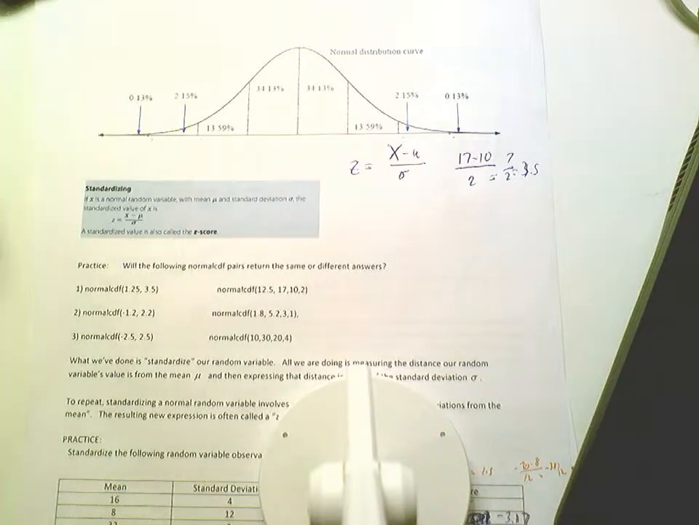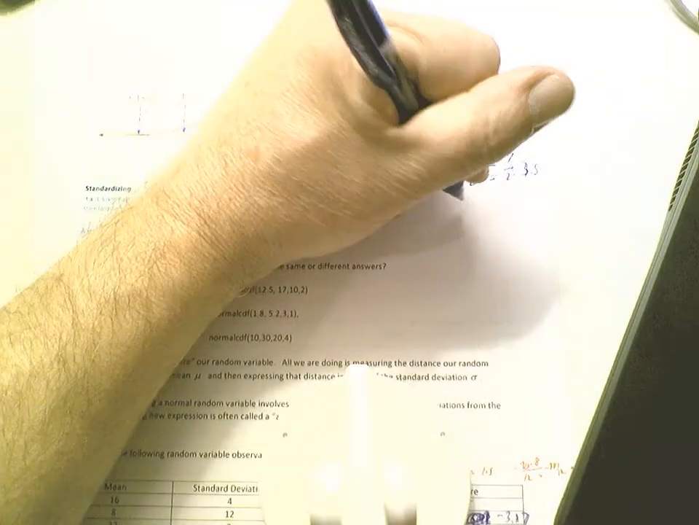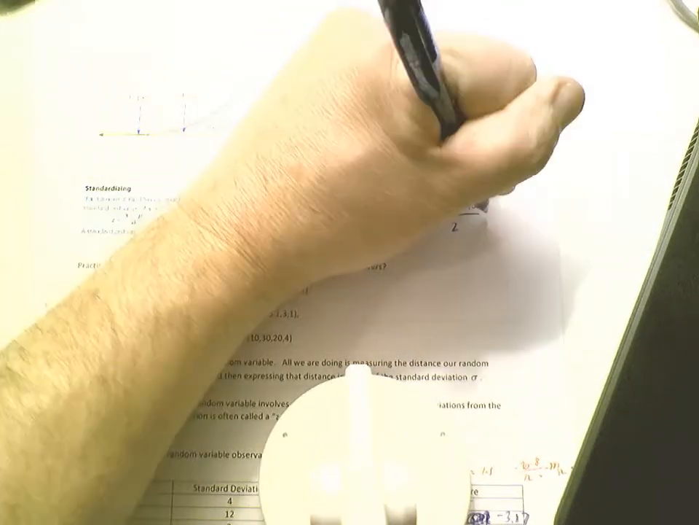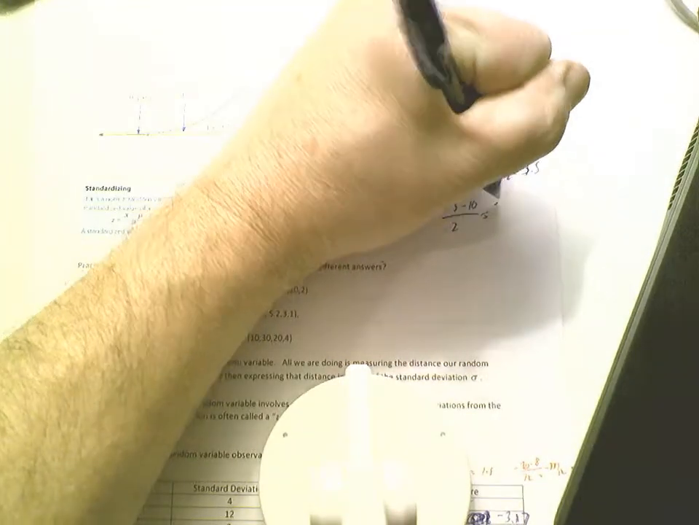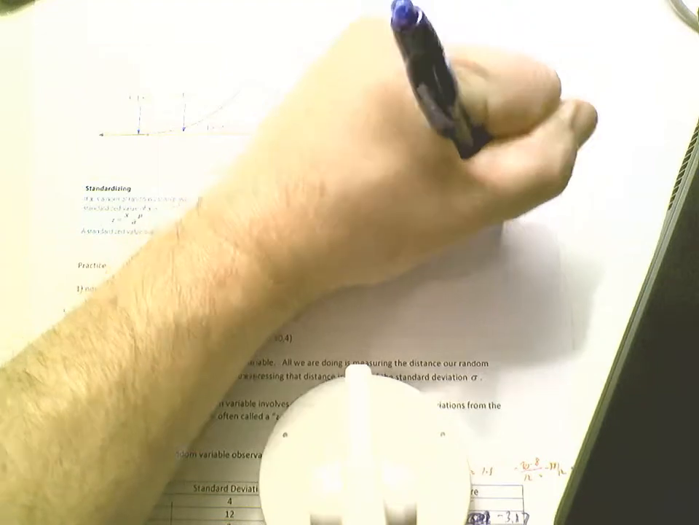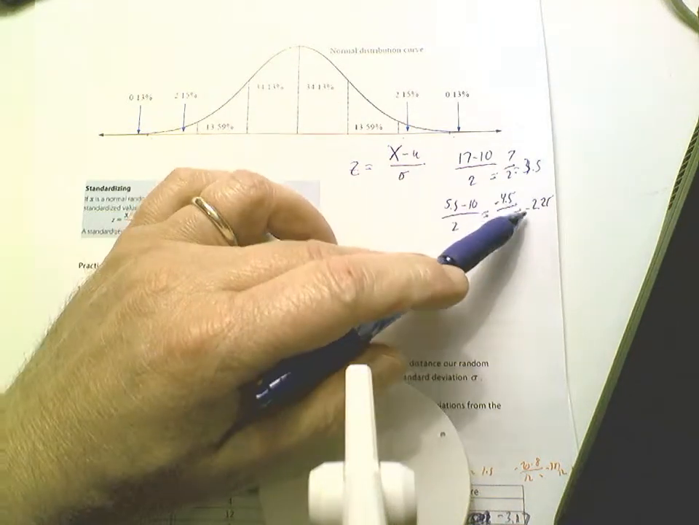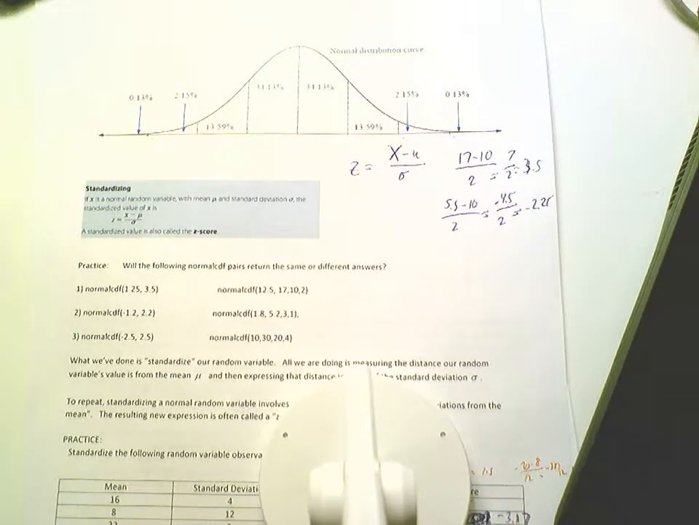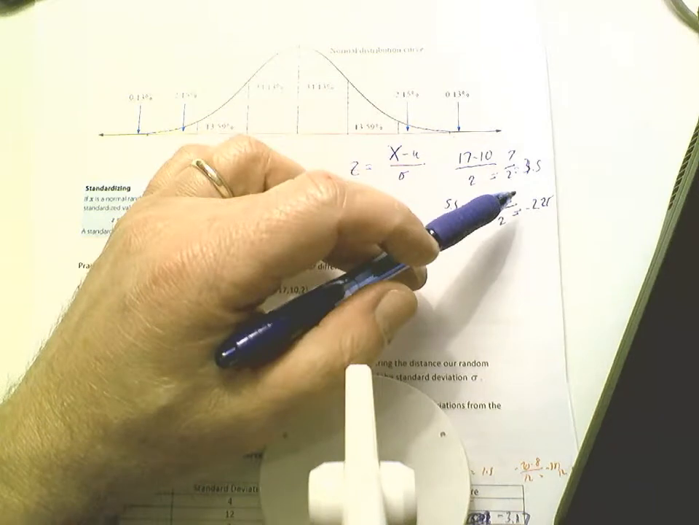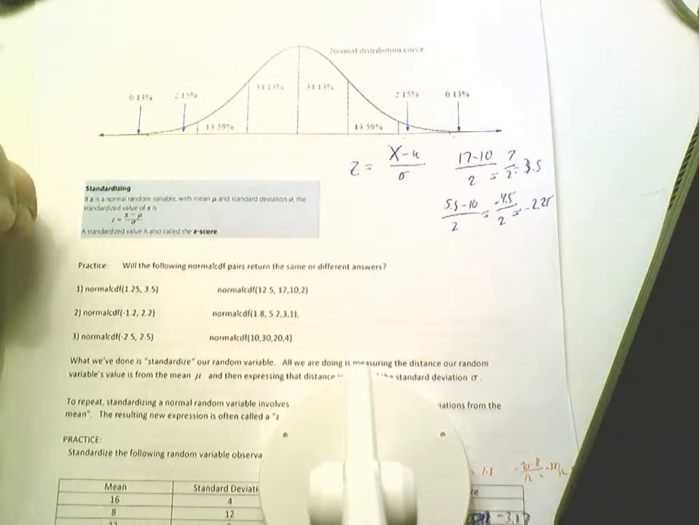Hey, 5.5. 5.5 minus 10 over 2 is equal to what? Negative 4.5 over 2 equals negative 2.25. 5.5 is located negative 2.25 standard deviations from the mean, or 2.25 standard deviations to the left of the mean.